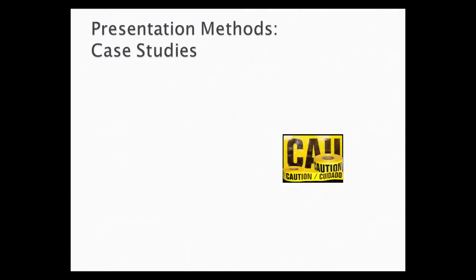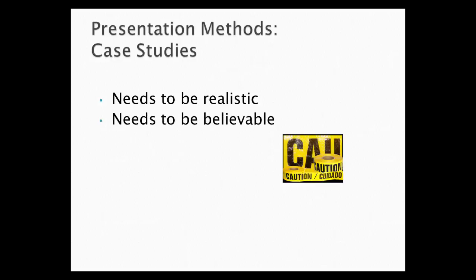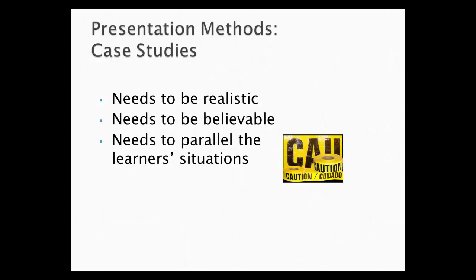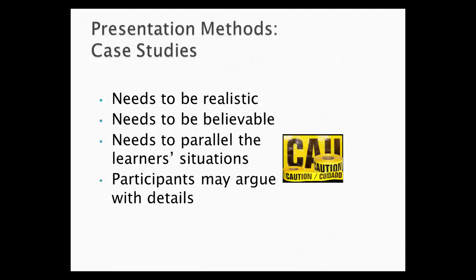Some of the cautions of these case studies include a need to make sure they are realistic and authentic. They must be believable and need to parallel the learner's situation, something the learner would actually encounter or may have encountered already. Finally, the participants may argue with the details of the case and miss the major learning points of the case if the case isn't realistic, and that defeats the purpose of the case study method. These are just some cautions and benefits to consider when using case studies.